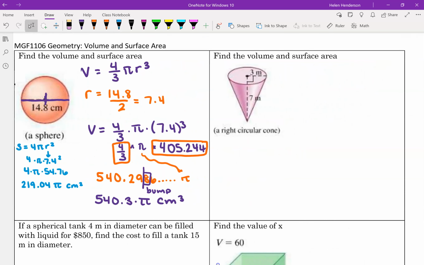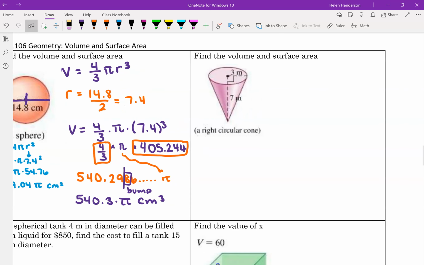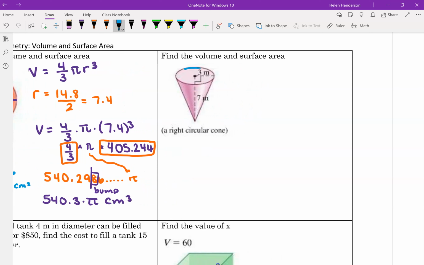Okay, let's try this one. This one is a right circular cone. So it's flipped over, but the shape is still there. So this shape is a circle. That's the base. And then the height is 7 meters.